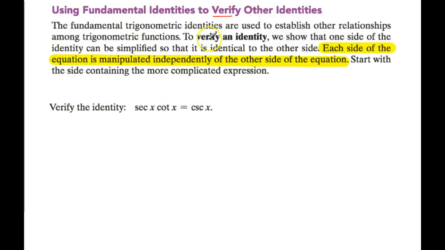A really big thing you've got to understand is that to verify an identity, we can only manipulate one side of the equation at a time. Meaning, like down here, if I wanted to do this, I couldn't divide both sides by the secant. Right? Why is that? Well, if you divide both sides of an equation by some expression or some number, you are making an assumption that this equal sign is true.